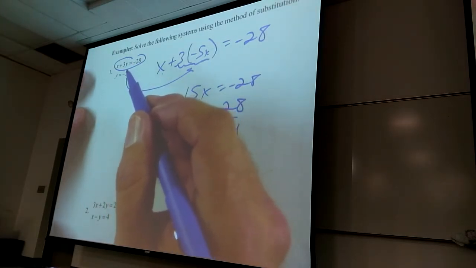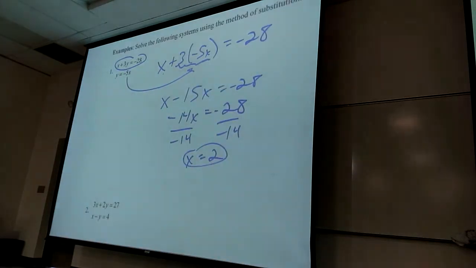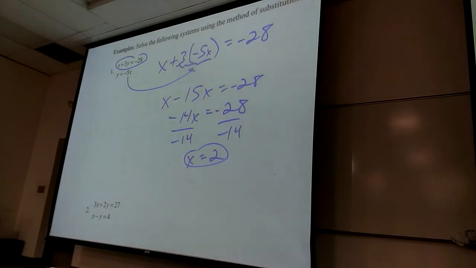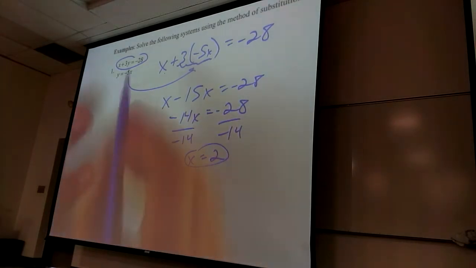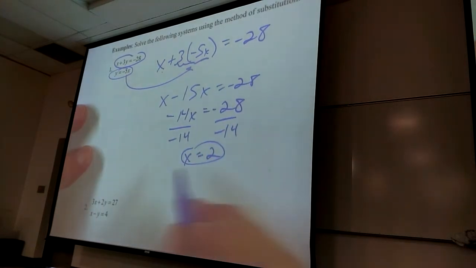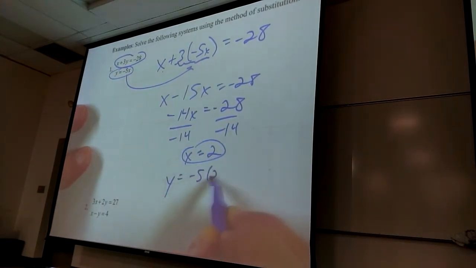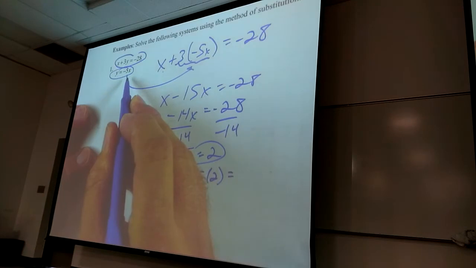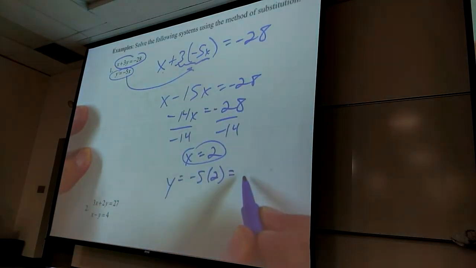True. They both have a place for it to go, but more importantly, the answer is the point that is on both lines. So it doesn't matter which equation you picked. But the second one is easier. It's already solved for y. So if x is 2, y is negative 5 times that. That's what that says, which is negative 10.